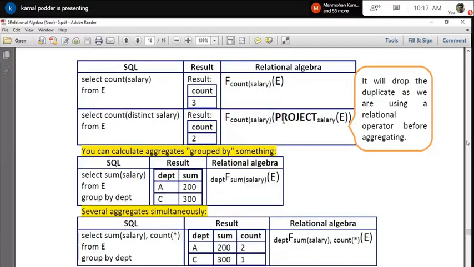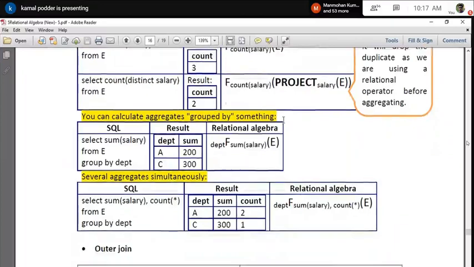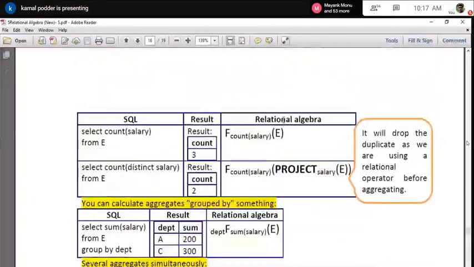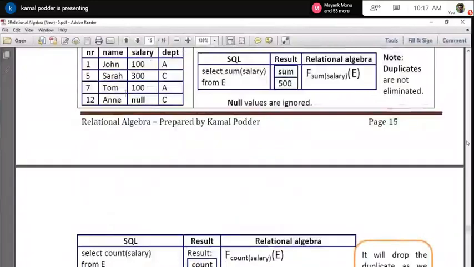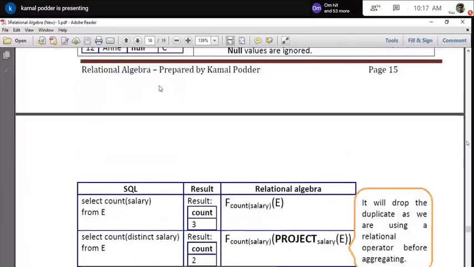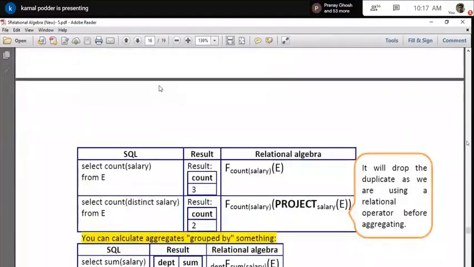Understand? Yes sir, means that 100 value will be dropped. As soon as you project this thing, what should be the result? It will pick up this 100, then 300. After that, as soon as you find that there is another 100, since 100 is already picked in the result, it will be dropped. Okay, so this is the inherent property of any set operation. It will drop the duplicate from the result.